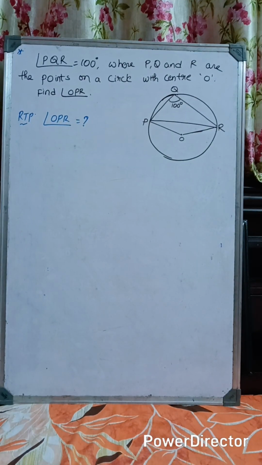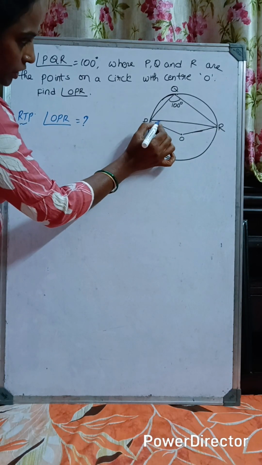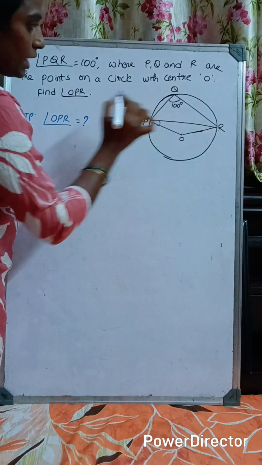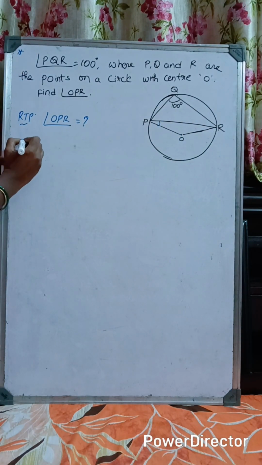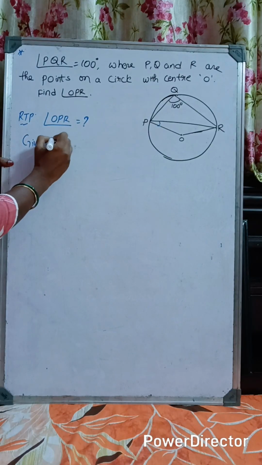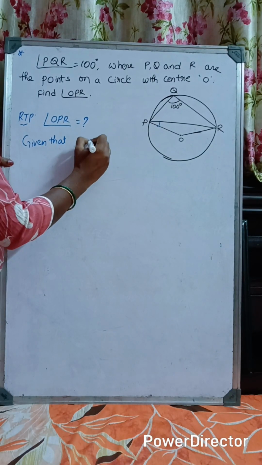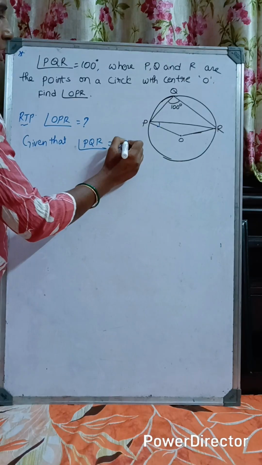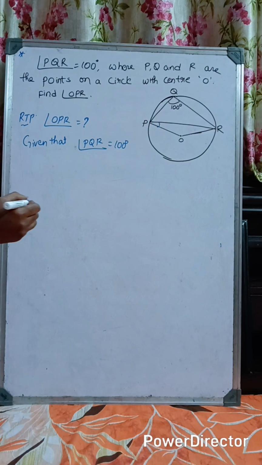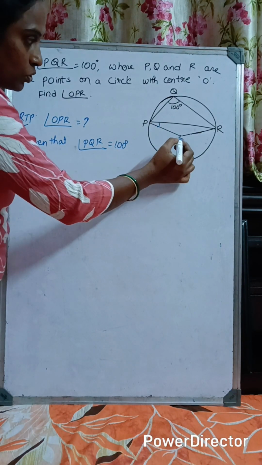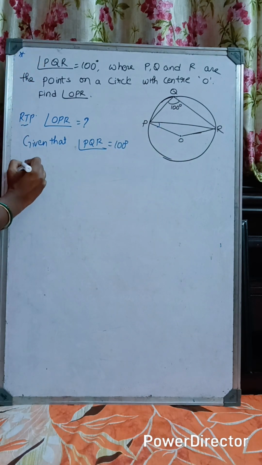Let's see one more question. Angle PQR is equal to 100 degrees, where P, Q and R are points on a circle with center O. Then find the angle OPR. Correct? So that means we need to find the angle here. OPR angle is how much? To find that, first, what is the given data? Given that angle PQR is equal to 100 degrees.